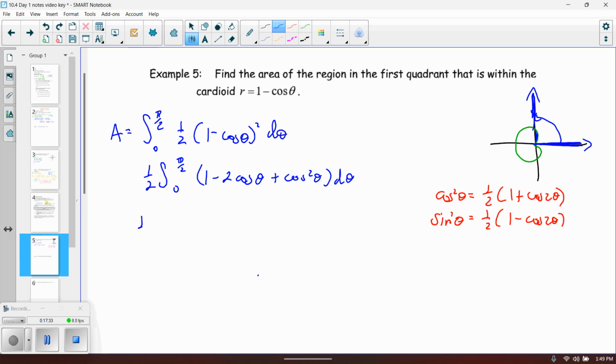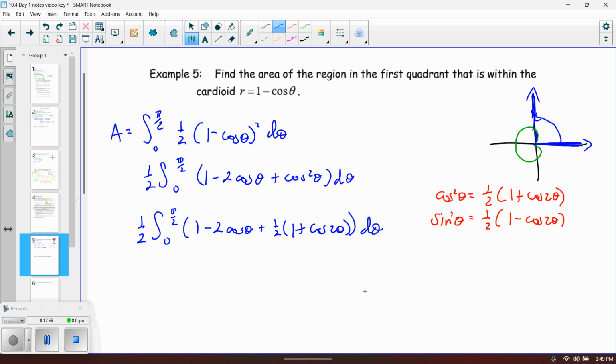So we're going to have 1/2 the integral from 0 to pi halves of 1 minus 2 cosine of theta. Now we're going to use our identity. Cosine squared is 1/2 of 1 plus cosine of 2 theta. And we'll finish off with d theta.